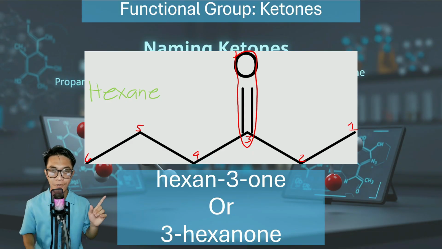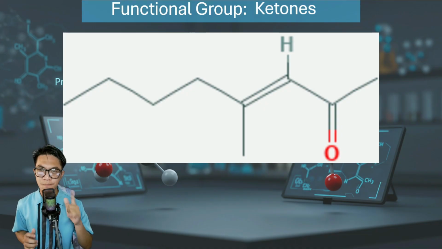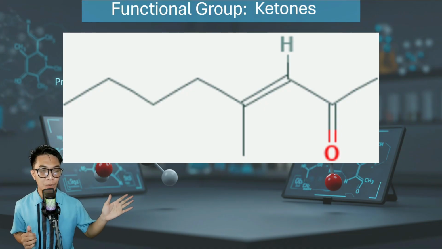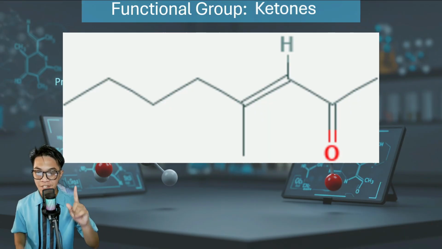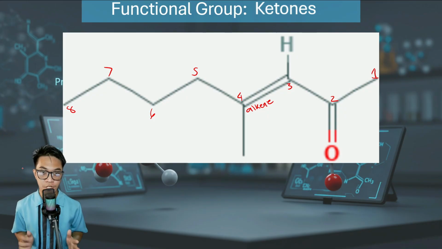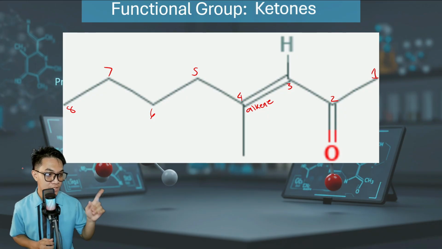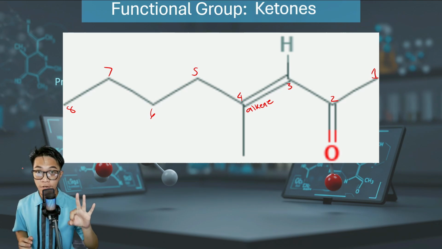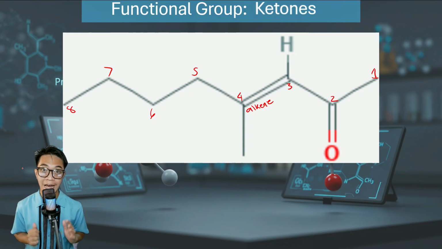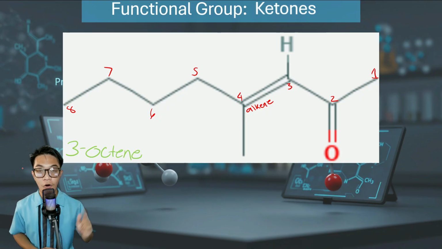So let's have another example. In this next example, let's spice things up a bit. As you can see, we now added a double bond and a branch or substituent in this ketone. First things first, let's identify the parent chain. As we can see, we have 1, 2, 3, 4, 5, 6, 7, and 8 carbons in the chain with a double bond on the third carbon. So this means that we have an alkene for our parent chain. And to give this a name, we have 3-octene, and that's the name of our parent chain.